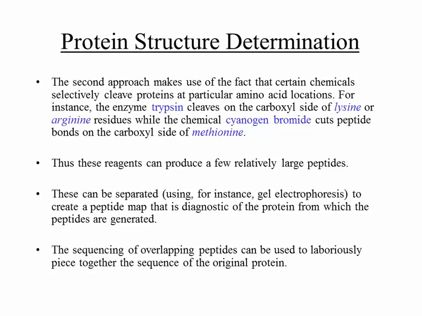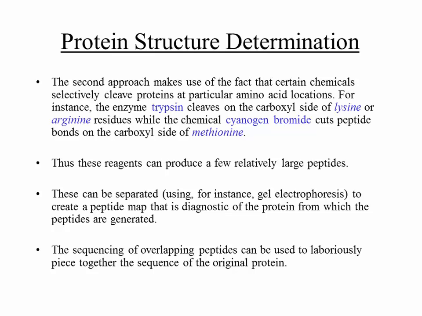There is another chemical called cyanogen bromide, which will cut peptide bonds on the carboxyl side of methionine. Again, methionine is another one of these amino acids. So by treatment with these reagents, you can get smaller peptides that you might be in a better position to analyze. These reagents can produce a few relatively large peptides, and these can be separated using, for instance, gel electrophoresis to create a peptide map which is diagnostic of the protein from which the peptides are generated.